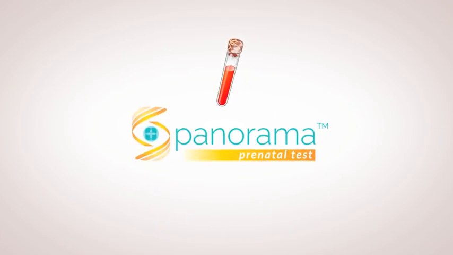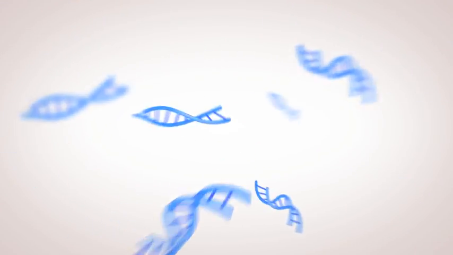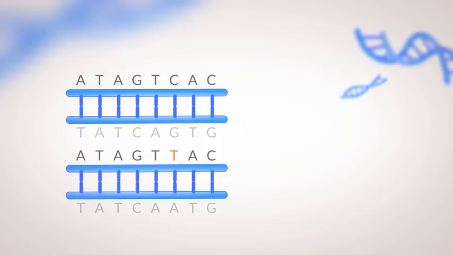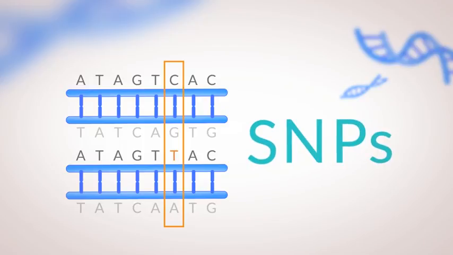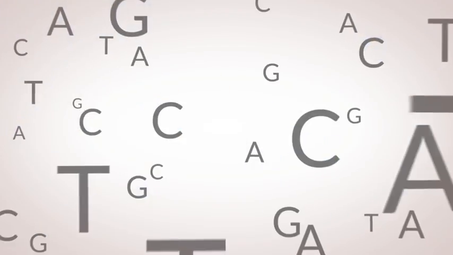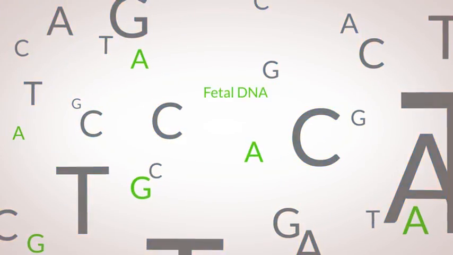Once the lab receives the sample, the DNA is amplified on a sequencing machine, which allows for analysis of the specific parts of DNA that are unique to each person. These parts are called single nucleotide polymorphisms, or SNPs. The Panorama test looks at SNPs from both the mother and fetus.